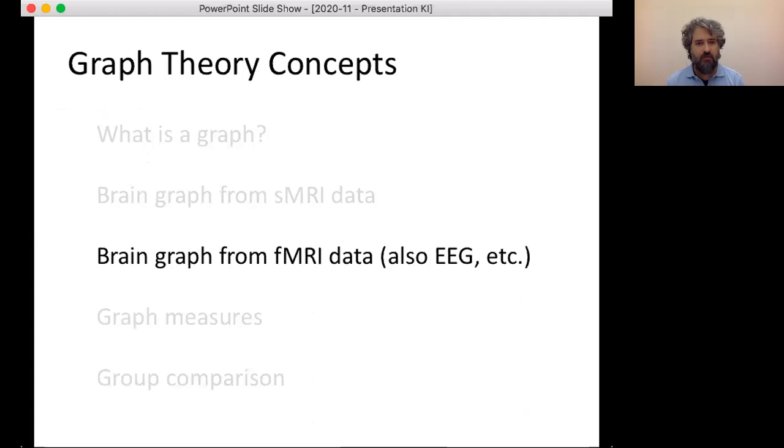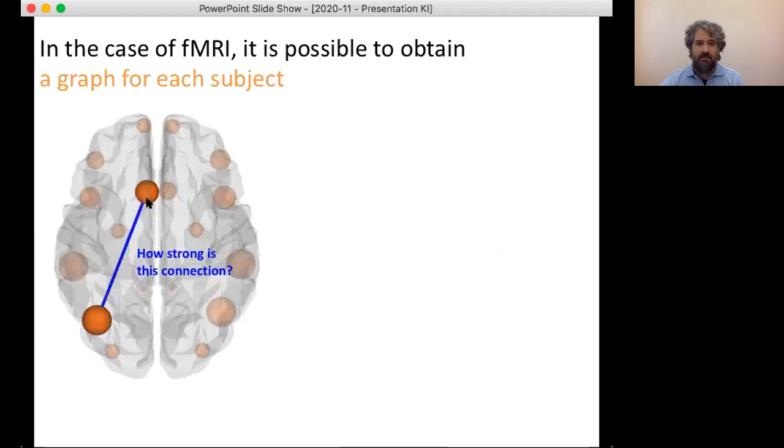Okay, so let's now move to another kind of data that is often acquired, which is functional data. This is, for example, data that you might acquire with a resting state fMRI or with EEG and other kinds of acquisition. In this case, you have a time trace, a time function for each region of each subject. So in this case, the question of how strong is the connection between two brain regions can be answered at the level of a single subject.